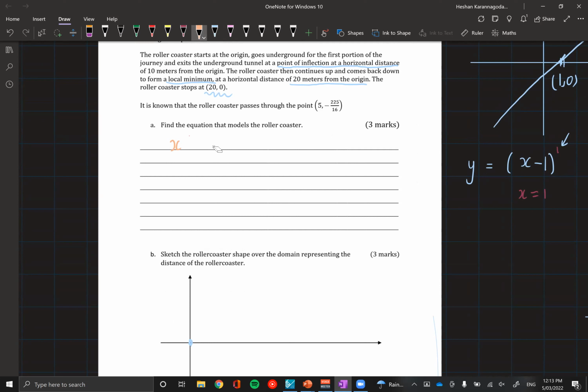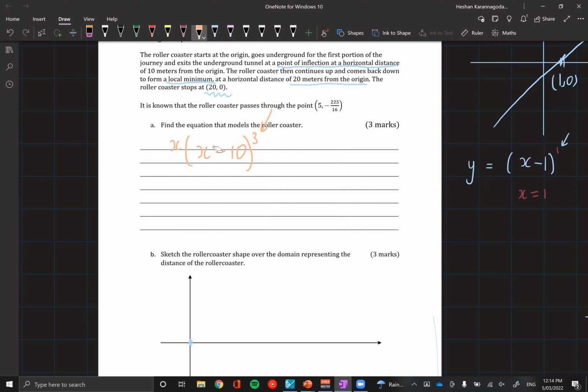So I'm just going to write x multiplied by a point of inflection, right? So it goes underground for the first portion of the journey and exits at a point of inflection at a horizontal distance of 10 meters from the origin. So a point of inflection, we know that that's going to be raised to the power of 3. So for the point of inflection, (x - 10) is what we do here, because if we solve this factor, we're going to get x = 10. And then this power of 3 just says that it's going to inflect, right?